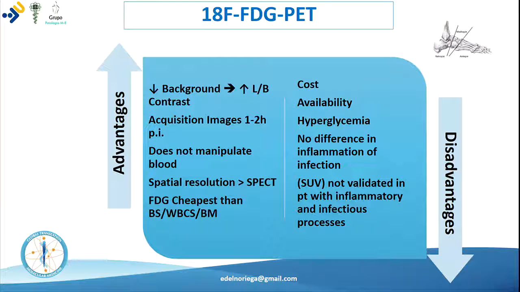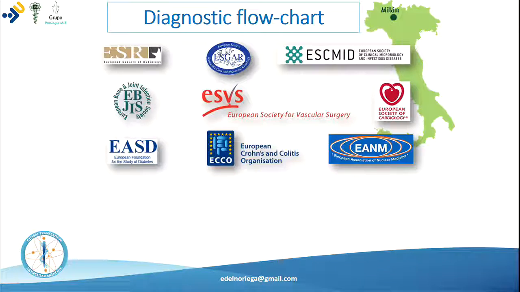compared to the combined study of bone scan, leukocyte scan, and bone marrow scan, and it could be cheaper. But nevertheless, it's a very expensive study with low availability. Hyperglycemia could affect this procedure, there is no difference between inflammation and infection, and the SUV value is not validated in patients with this kind of process.